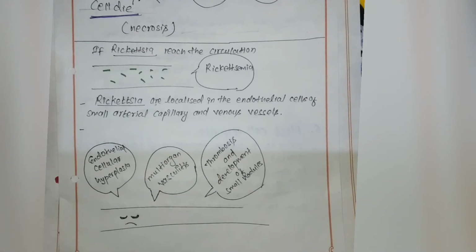Okay, this is the blood vessel. What will happen to our blood vessel? Endothelial cellular hyperplasia will occur. Multi-organ vasculitis may occur. Thrombosis and development of small nodules may occur.